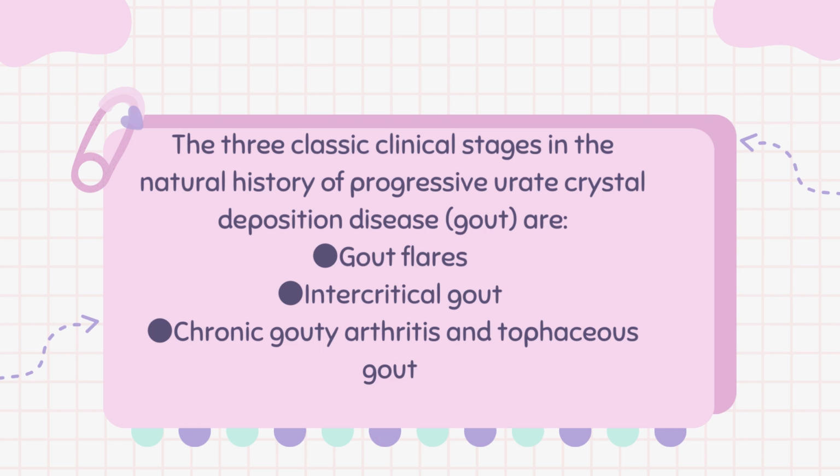The three classic clinical stages in the natural history of progressive uric crystal deposition disease, gout, are gout flares, intercritical gout, chronic gouty arthritis and tophaceous gout.